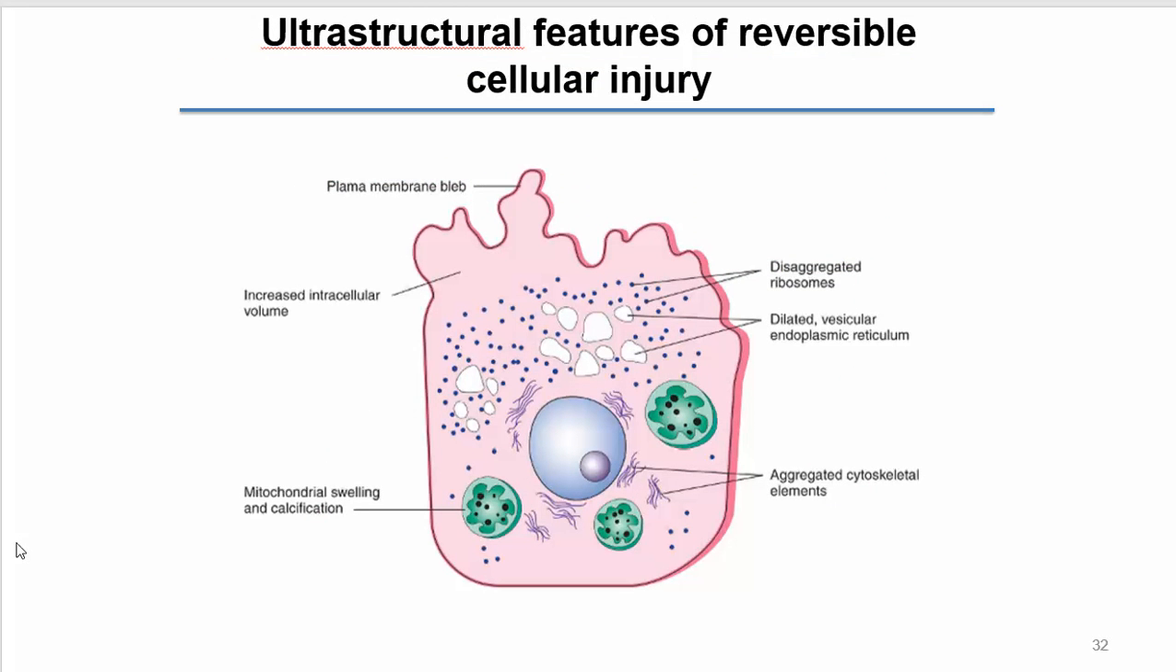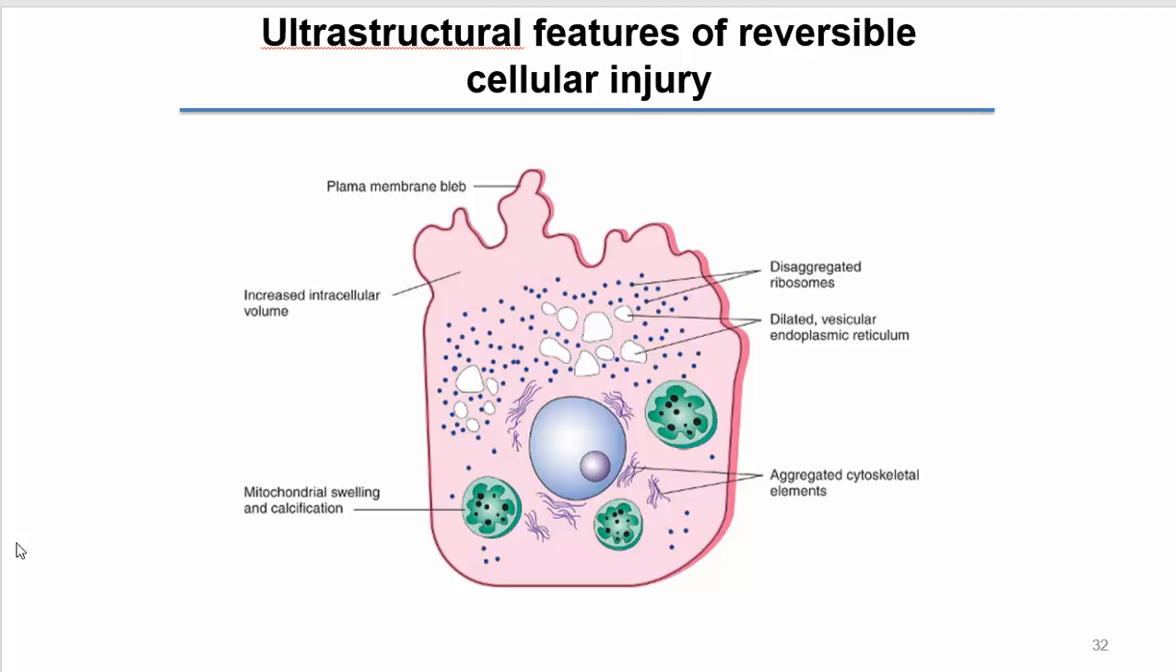So when we look at this abnormal accumulation and this hydropic swelling, we're going to see structural features in the cell. It's going to be noticeable when you look at the cells. Because of the swelling, we're going to see an increased intracellular volume. So the cell membrane is going to bulge out in places. We call these blebs. The mitochondria will swell and lose their shape, and a lot of times they lose their function.